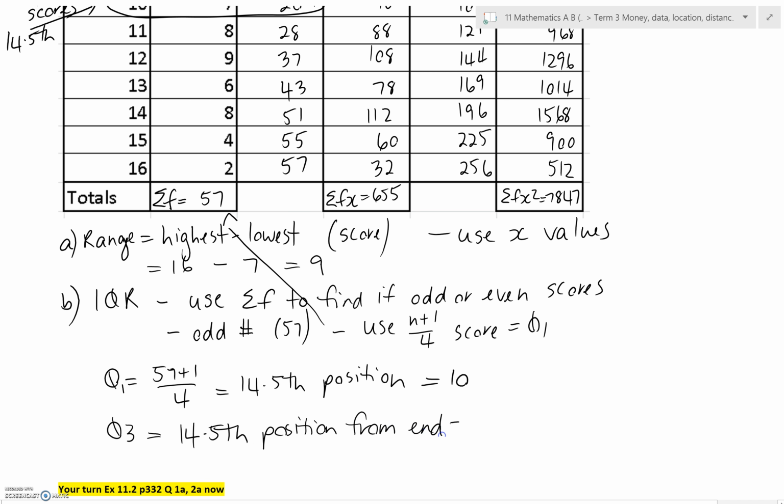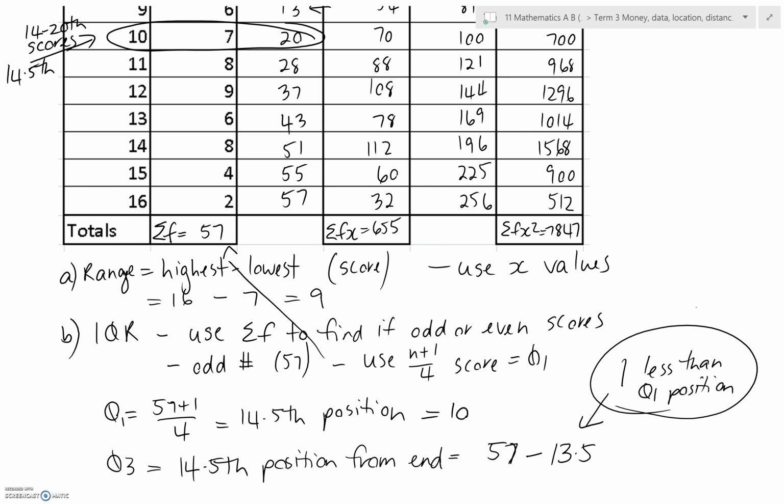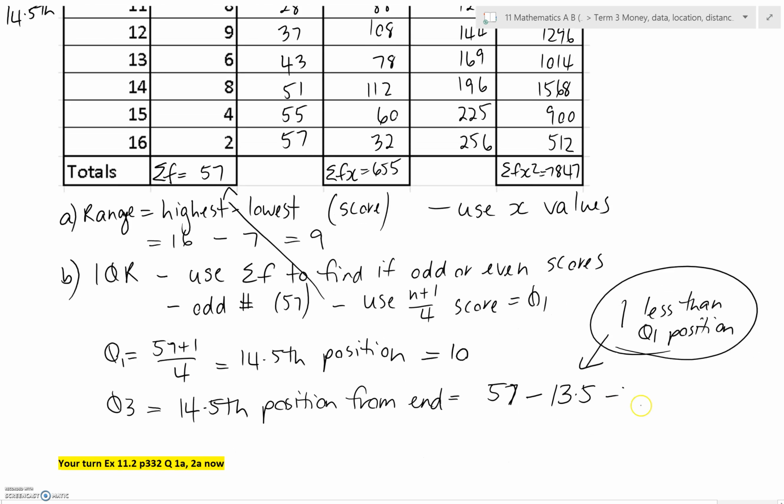Now, to find that, when you've got something like this, you take the total of the values that you've got, scores, 57 in this case, and you only want to take away 13.5. One less than the Q1 position. Now, the reason we take away one less is because if we take away 14.5, we're actually going to take away the value that we want as well. So you take away one less than that and it will leave it there for you. So that means we want the 43.5th position. That's what we're looking for here.